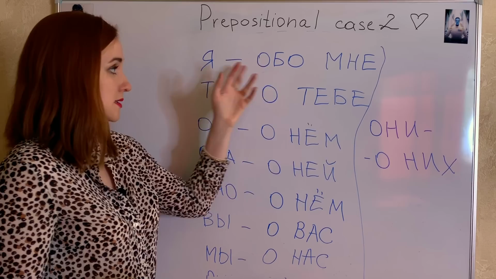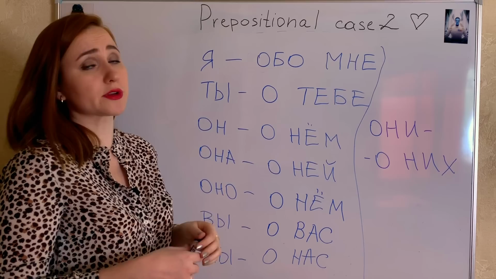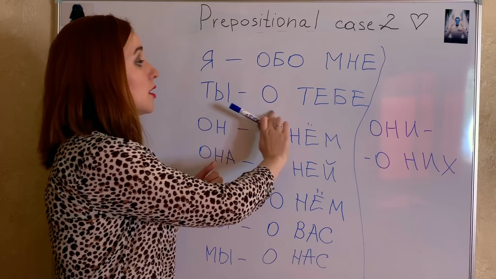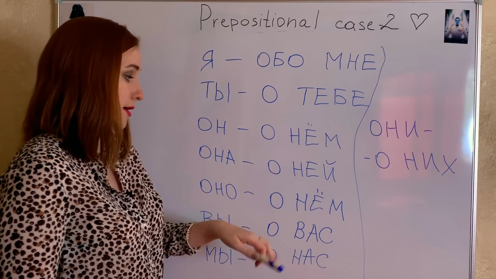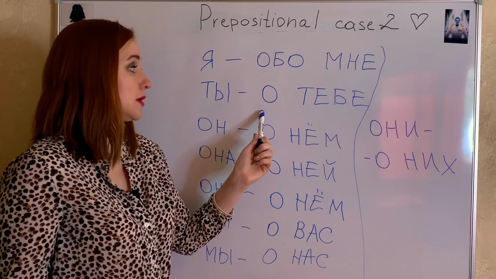Just write it down and make some examples, make sentences. For example, if you have a Russian boyfriend or girlfriend, you can say, I'm thinking about you. Я думаю о тебе. Or, I remember about you. Я помню о тебе. Or maybe, I'm thinking about him. Я думаю о нём. Or about her, о ней. So, it's up to you. My job is done for today. I just gave you the major information about how to say this construction about something or someone.